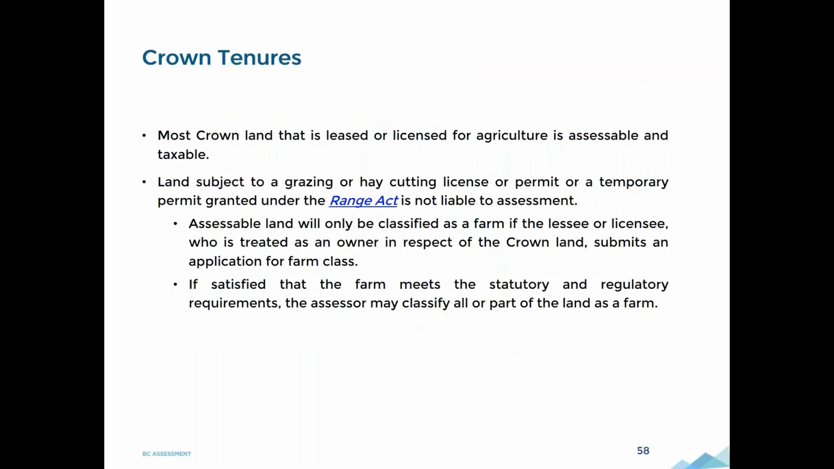The holder of a crown lease is considered an owner for assessment purposes. The crown lease holder is authorized to sign the general application for farm classification and will receive assessment and tax notices for the leased land. As you are considered the owner in a crown lease, you will have to complete the general application for farm classification form.